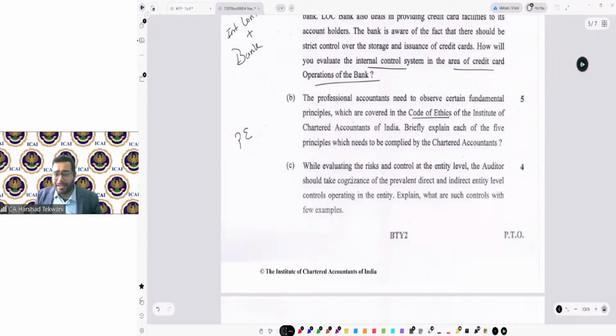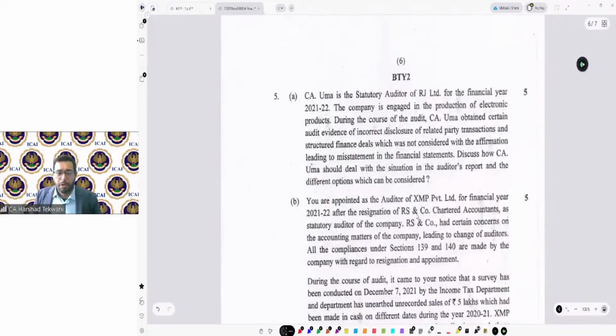While evaluating the risk and control at the entity level, the auditor should take cognizance of the prevalent direct and indirect entity level controls, ELC related questions. Examples of few ELCs. Okay, then discuss how this question is related again to disclosure of related party transaction. So I can say, okay, this is something related to incorrect disclosure of related party transaction, misstatement, incorrect disclosure.